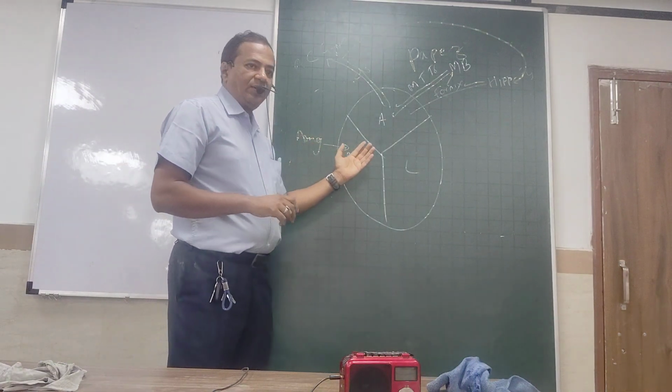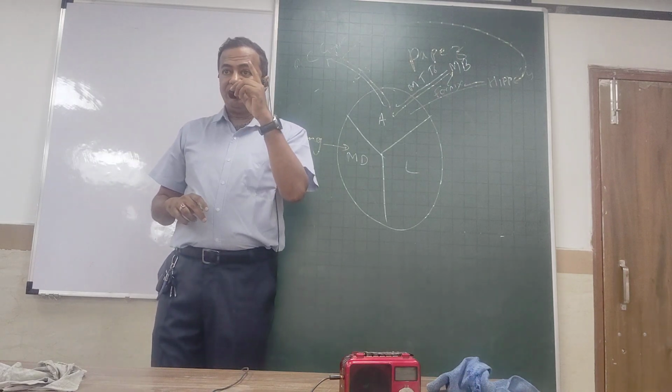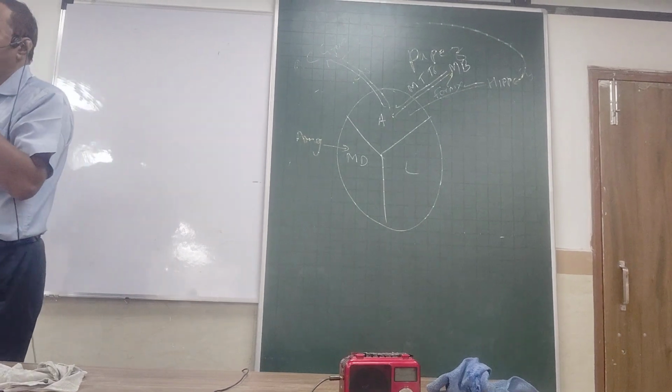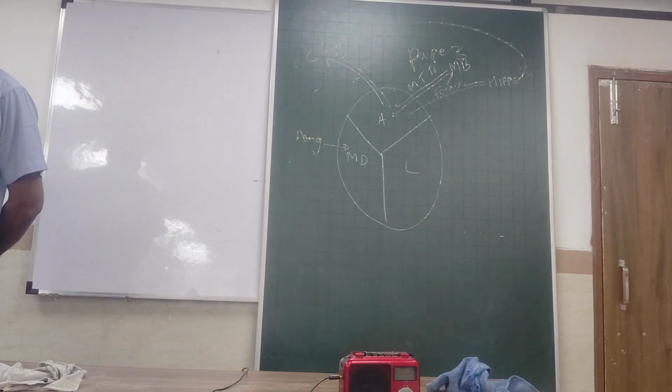So there is a pathway called as ventral amygdofugal pathway.